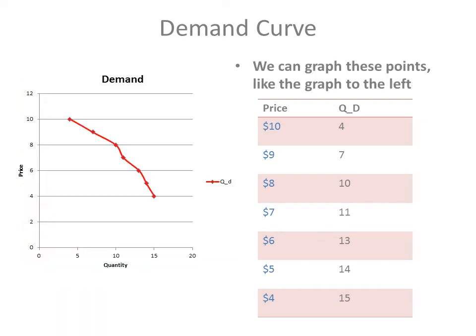And then I can graph those points like I have in the graph to the left of this. So for instance, that first point is at a price of $10, and there are 4 quantity demanded there. And then the second point is at a price of $9, and there are 7 demanded there. And that third point is at a price of $8, and there are 10 demanded there. So I'm getting the usual downward sloping demand curve.